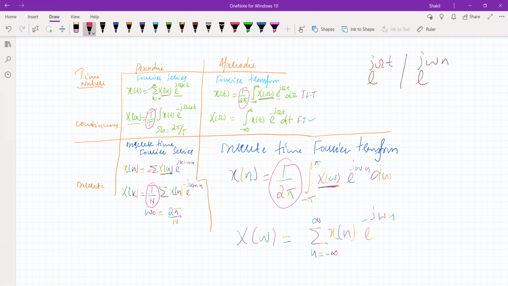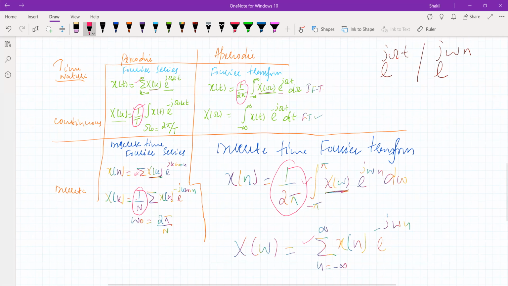Same way, 1 by 2 pi can be written here also. Or you can write it as 1 by under root 2 pi here and 1 by under root 2 pi here. So the scaling constants are for that. The scaling constant can be put on either of the representations. Now, please pay attention, very, very important point.